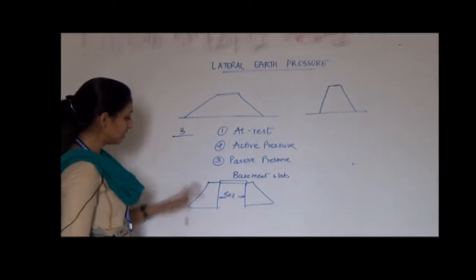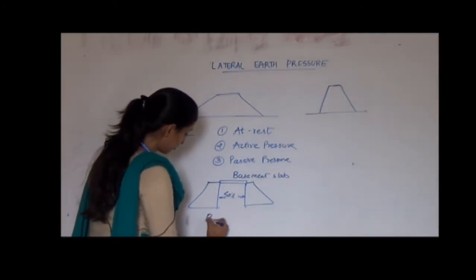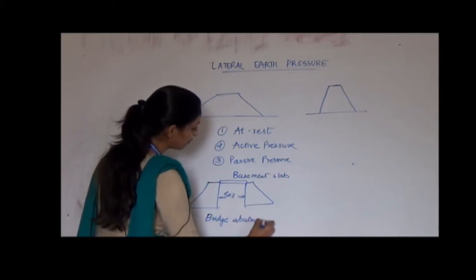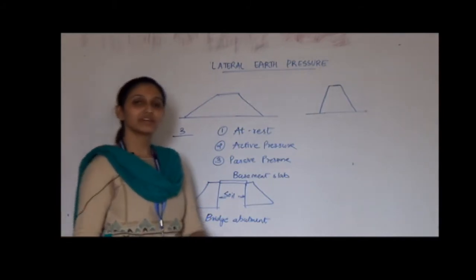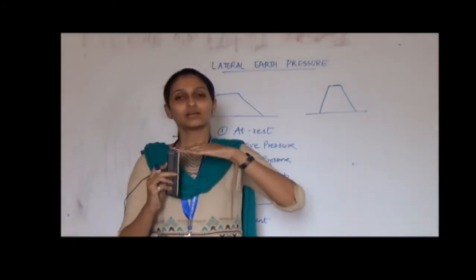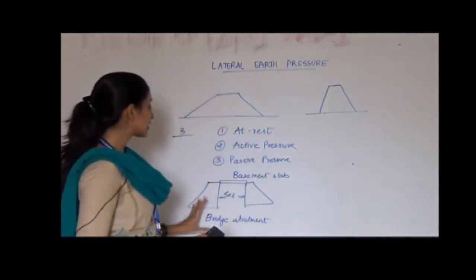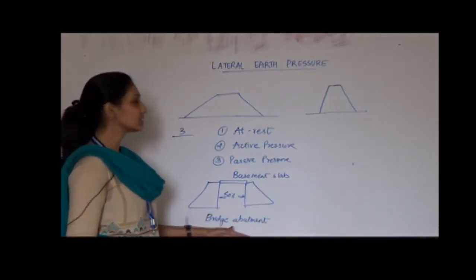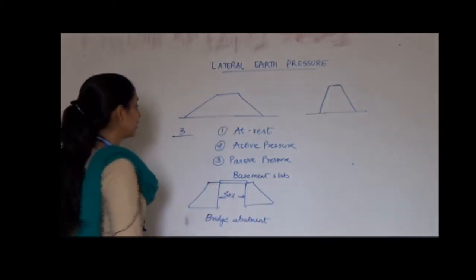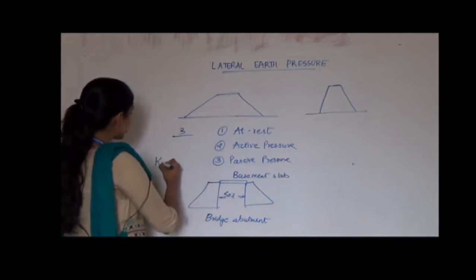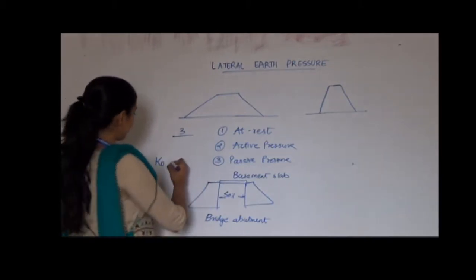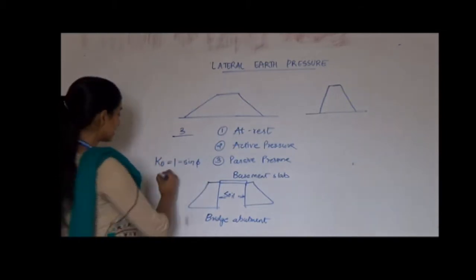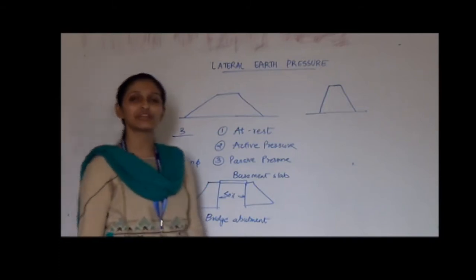Also, a bridge abutment is an example of earth pressure at rest, where the abutments are supported by the bridge deck slab. In that case there are no chances of movement or rotation of the abutment, so the soil exerts an earth pressure at rest. The earth pressure at rest coefficient is denoted by K naught, where K naught is equal to 1 minus sin phi, and phi is nothing but the angle of shearing resistance of the soil.